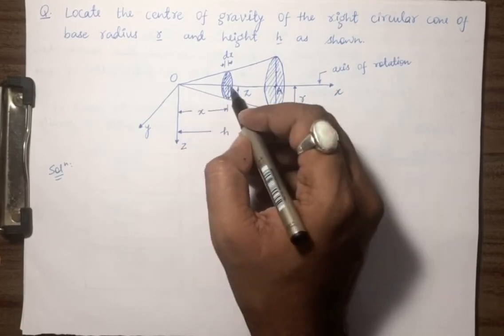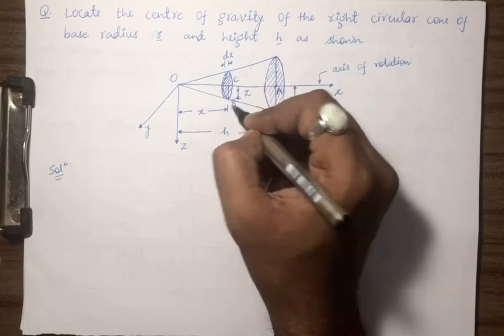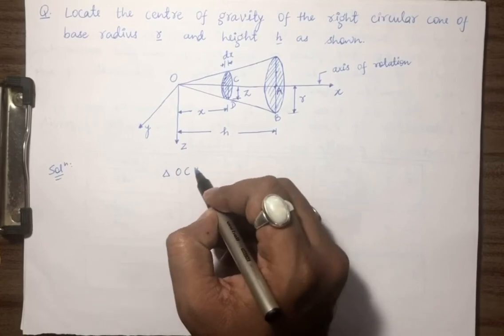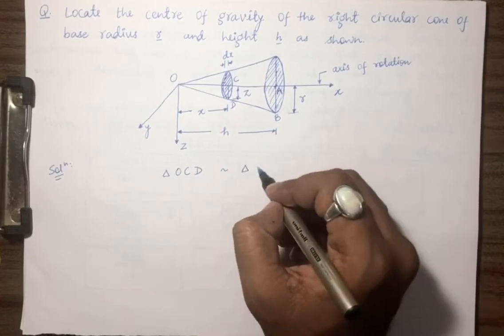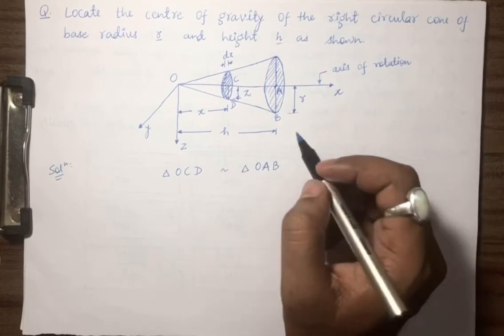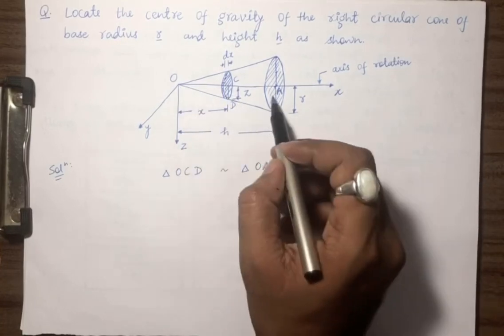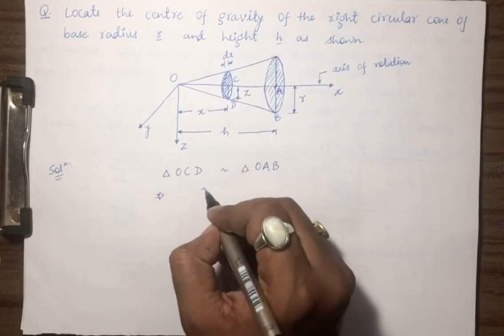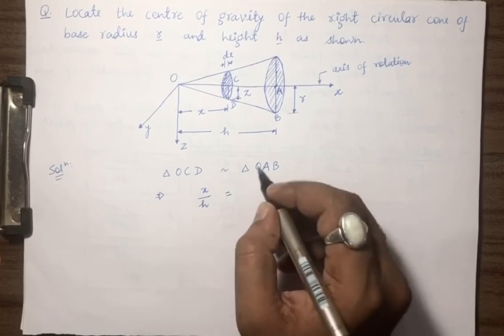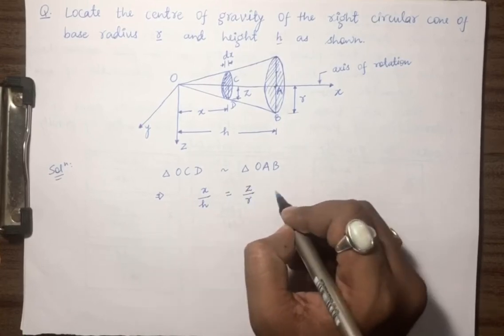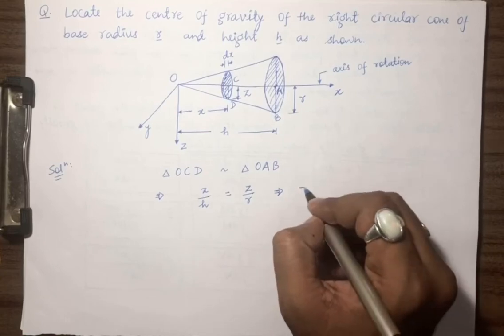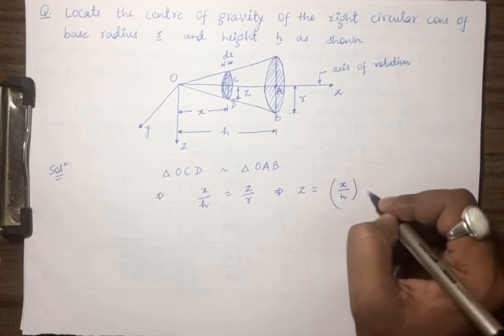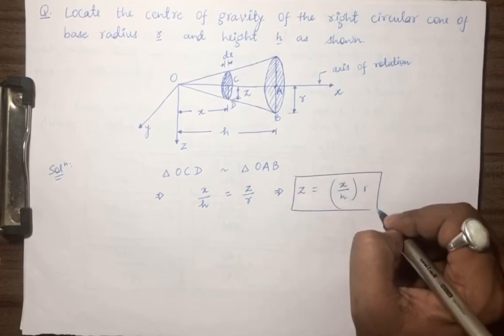So this triangle, just let me give this as CD. So triangle OCD is similar to triangle OAB. Same, this ratio is same. So what is going to happen? x divided by h will be equal to z divided by r. Okay, so z will be x upon h into r. Clear?